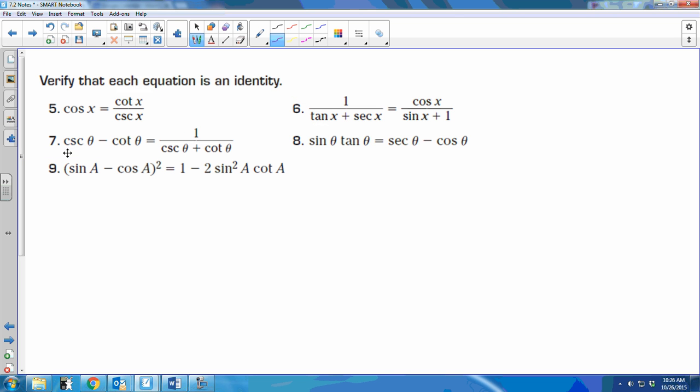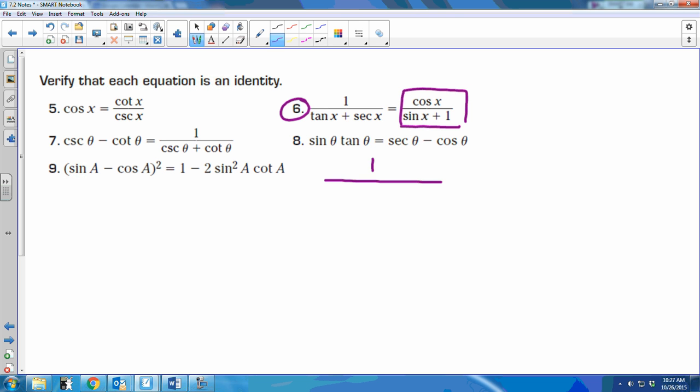Okay, on the next one. You have 1 over tangent x plus secant x, and you have cosine x over sine x plus 1. If you have cosine x and sine x in part of the identity, then you probably want the other part to have cosine x and sine x in it. Okay? So I'm going to work with the left-hand side. How can I rewrite tangent and secant so we have cosine x and sine x involved?